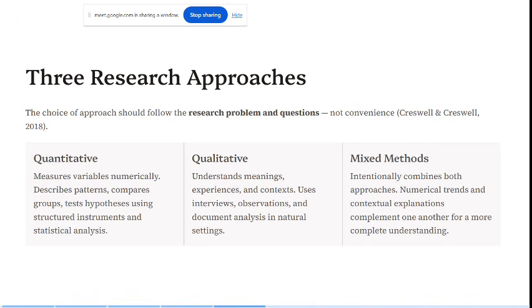Most of the time, researchers use this approach for measuring variables numerically, okay? They just use numbers. They describe patterns, compare groups, and test hypotheses using structured instruments and statistical analysis, okay? So in the quantitative approach, they are doing these things. Because of that, we should specify our research problem, and then decide which approach we should go through. So I said that quantitative means researchers use numbers and describe patterns, compare groups, these things, okay?